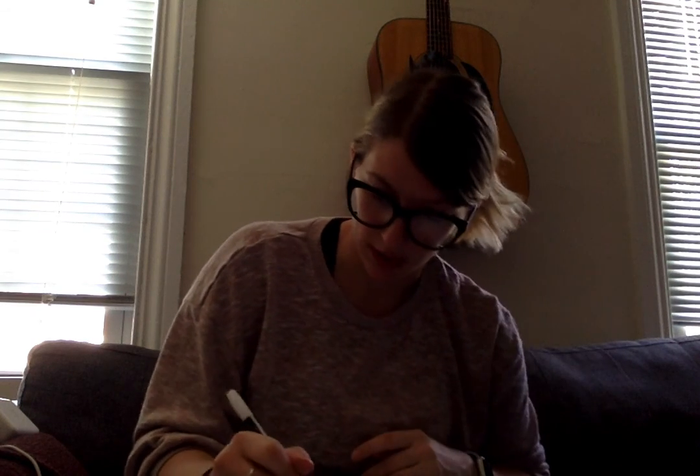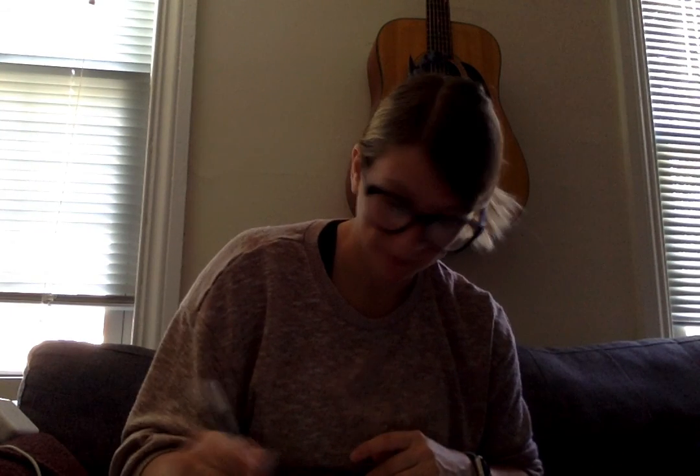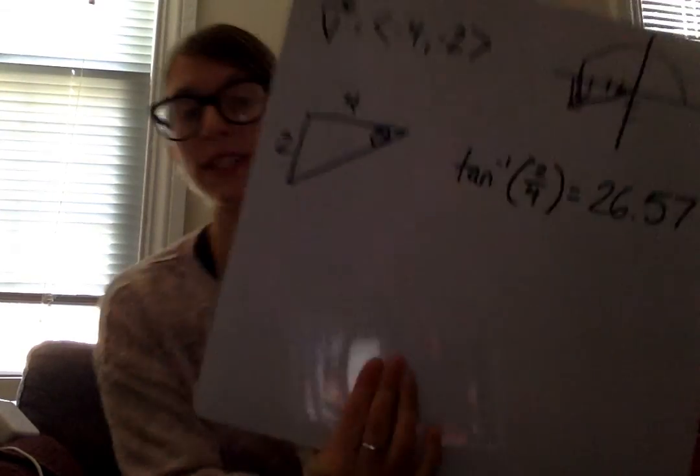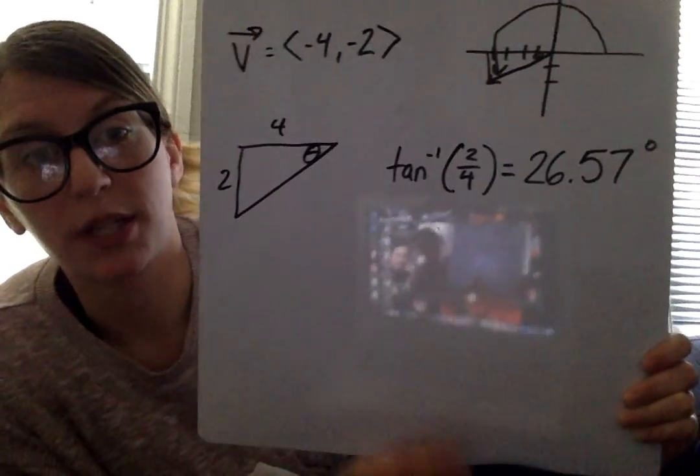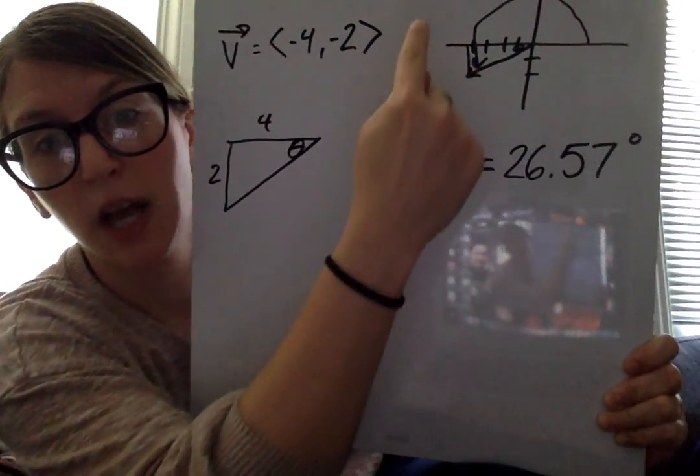So I'm going to do the inverse tangent of opposite over adjacent, 2 over 4, and that gives me 26.57 degrees. So that's theta, but that is not my direction. My direction is going to be the 180 plus theta.